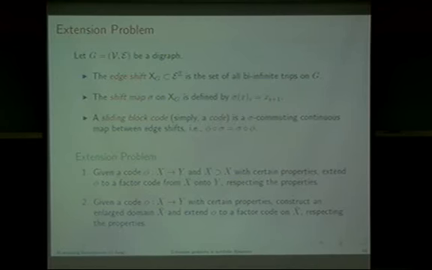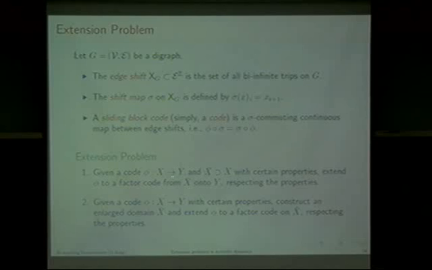And a sliding block code is a shift commuting continuous map between edge shifts satisfying the condition. So a sliding block code, or a code, is merely a generalization of a one-dimensional cellular automaton. With these definitions, we can phrase the extension problem in symbolic dynamics. One of the important problems in symbolic dynamics is the extension problem.